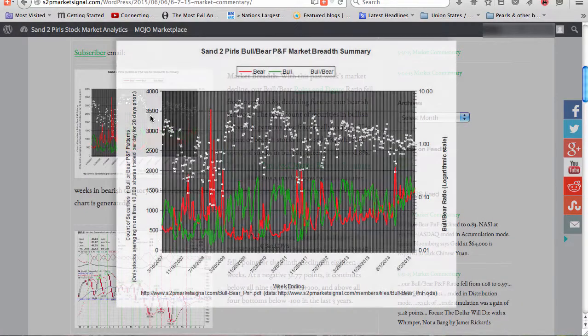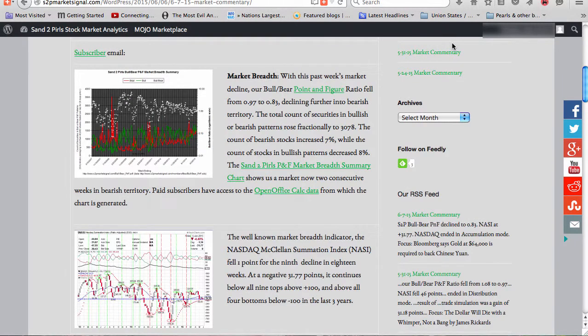Market breadth. With this past week's market decline, our bull-bear point and figure ratio fell from 0.97 to 0.83, declining further into bearish territory. The total count of securities in bullish or bearish patterns rose fractionally to 3,078. The count of bearish stocks increased 7%, while the count of stocks in bullish patterns decreased 8%.